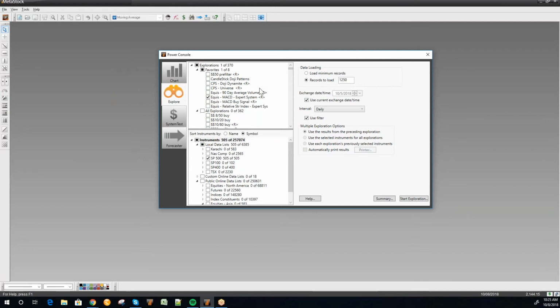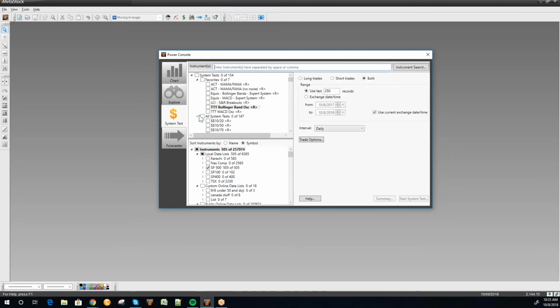And this brings me to the second power tool that I want to focus on today, and that is our system tester. Answering the age-old question, how well has my system worked trading these stocks? So I can actually come in here and backtest that. Let's say that I am using, again, the MACD expert system.